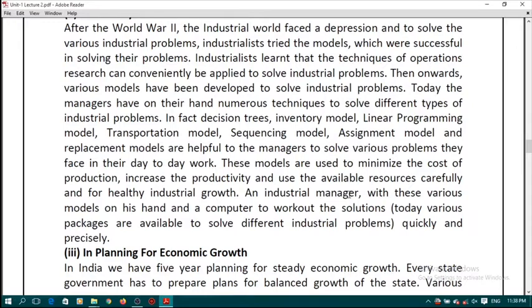An industrial manager with these various models at hand and a computer to work out the solutions quickly and precisely. Today, actually, various packages are available to solve different industrial problems.